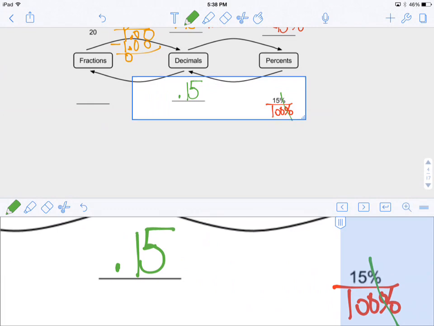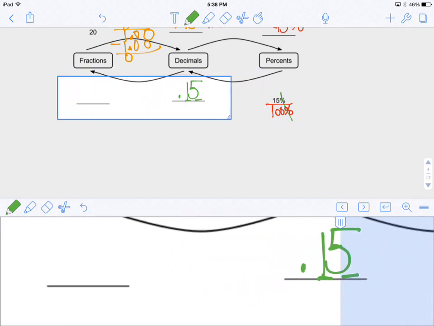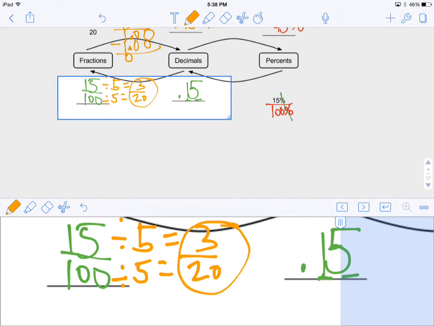Then to convert from a decimal to a fraction, we take these 2 decimal places. If we were to read this, it would say 15 hundredths. So we do 15 over 100. If there's 2 decimal places, it's over 100. And then we have to simplify. So 15 and 100 are both divisible by 5. 15 divided by 5 is 3. 100 divided by 5 is 20. Our simplified final answer is 3/20.